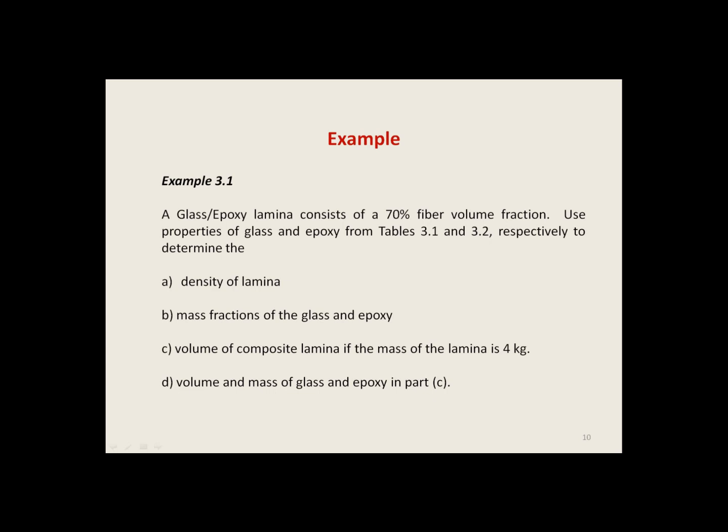With the help of these tables, we have to identify the density of the lamina, the mass fractions of both constituents, fiber and epoxy, the volume of the composite lamina for a mass of 4 kilograms, and lastly the volume and mass of glass and epoxy as we have used in part C.